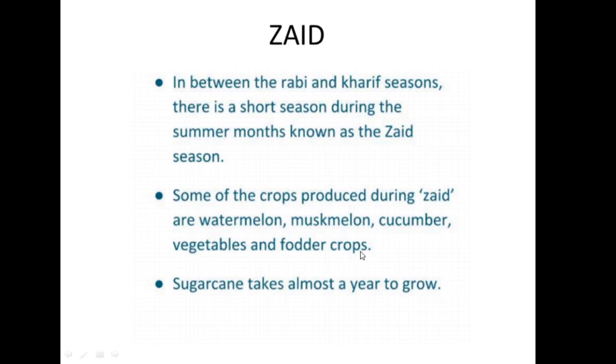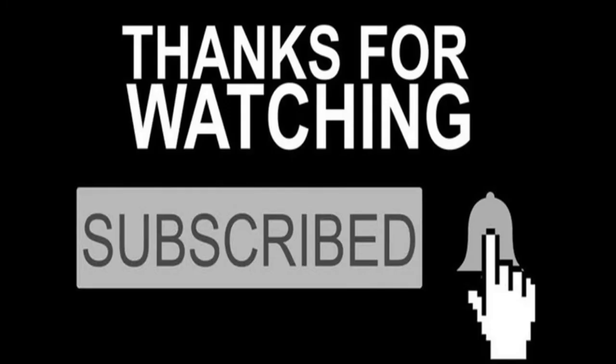So in this way, we have completed the three important cropping seasons which are there in India, that is Rabi, Kharif, and Zaid.